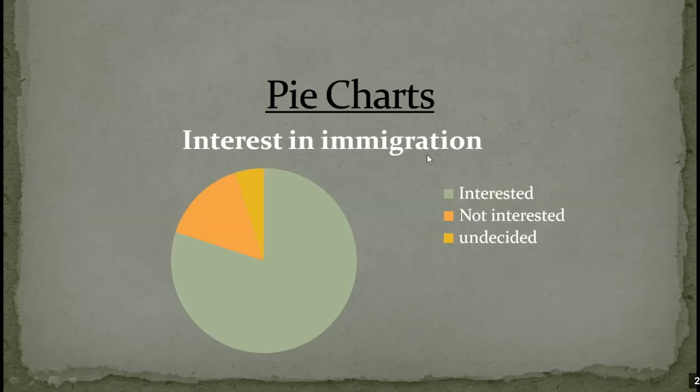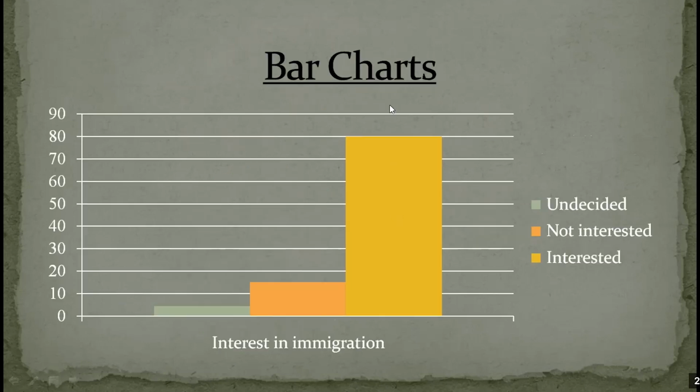Pie chart, so it goes like that. This part is for the ones who are interested in immigration, not interested, undecided. That's a pie chart. Bar chart, interested, not interested, undecided. That's a bar chart.